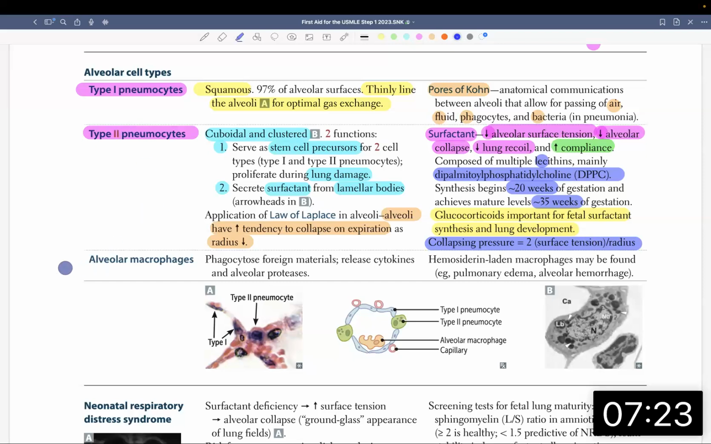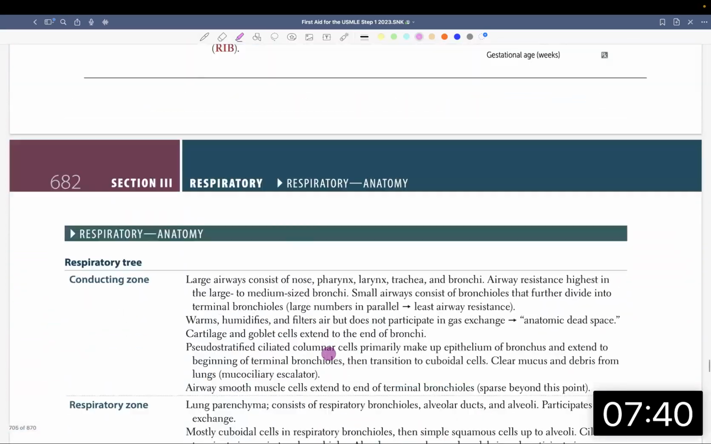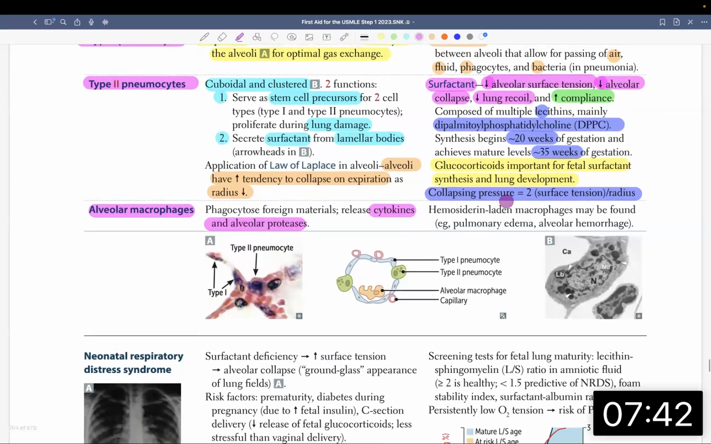Then the other cell type is alveolar macrophages. These are responsible for phagocytosing foreign materials, and they release cytokines and alveolar proteases. I think this comes up later, right? Okay, we're going to see it. Hemosiderin-laden macrophages may be found in the case of pulmonary edema and alveolar hemorrhage.